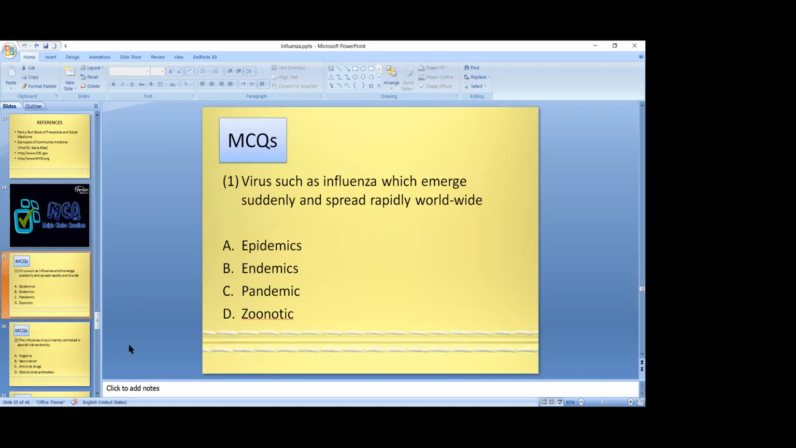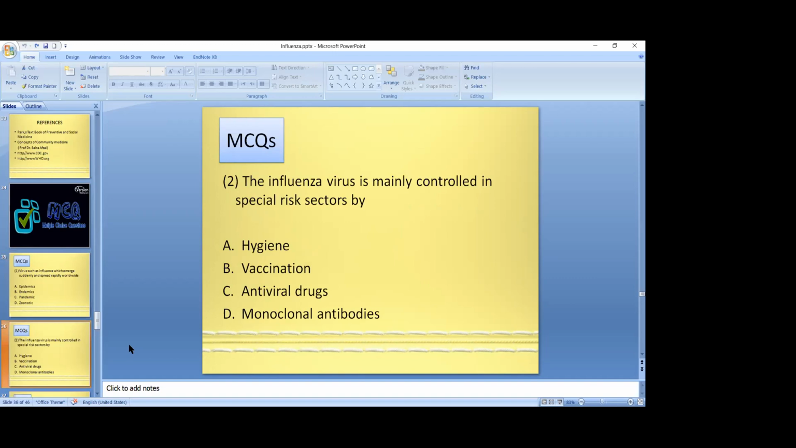A virus such as influenza, which emerged suddenly and spread rapidly worldwide, causes a pandemic. Correct answer. The influenza virus is mainly controlled in special risk sectors by hygiene? No, the correct answer is vaccination.